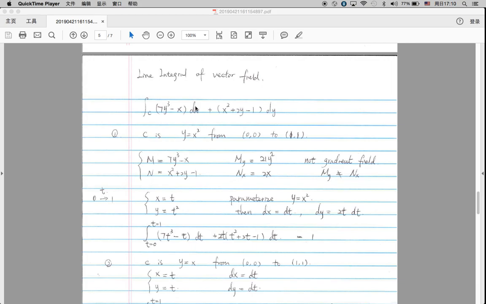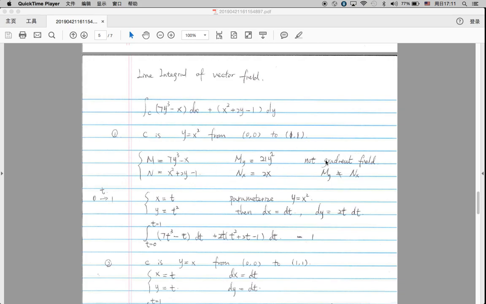So M is actually the part that is in front of dx, and N here is just the terms that are before dy. So we take M with respect to y, so dM/dy, and we get 21y squared, and then N with respect to x, it's just 2x. So we find out that dM/dy is not equal to dN/dx. So this is not a gradient field.